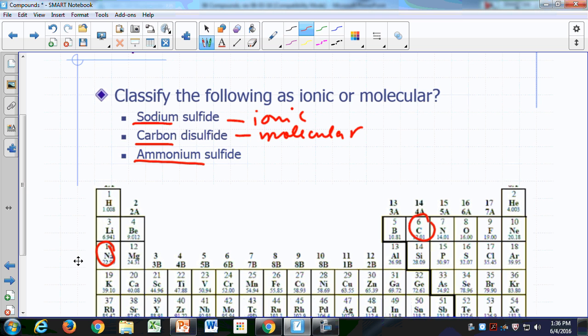And then the third example here, it starts with the word ammonium, so that means it's ionic. Ammonium, okay, that means the cation is NH4+. Actually, it's not a metal. Nitrogen is a non-metal, but because you see that NH4 grouping, you should be able to recognize that ammonium is a cation. So therefore, an ammonium compound is an ionic compound.